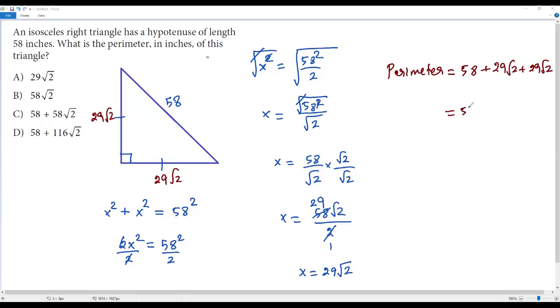So now I have 58 plus. When I add 29 square root of 2 and 29 square root of 2, I get 58 times the square root of 2, because both of them are like terms, as both terms contain the square root of 2. This is similar to the addition of 29x plus 29x. When I add 29x and 29x, I get 58x. Instead of x, we have the square root of 2, so I get 58 square root of 2. So the perimeter of the given isosceles right triangle is 58 plus 58 times the square root of 2. I find this in option C. The correct answer choice for this question is option C.